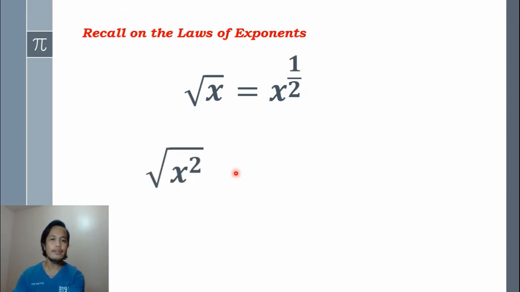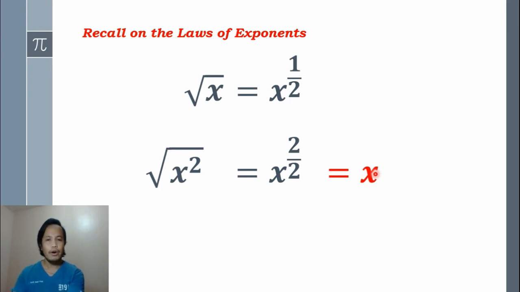Now, for example, we are given this expression, the square root of x squared. If we are going to change this one to exponential form, we can express this as x, which is the base, and the exponent of x, which is 2, is in the numerator, and of course the assumed index in the radical, which is 2, goes in the denominator. Since 2 over 2 is just equal to 1, this expression can further be written as x, because x is assumed to have an exponent 1. So therefore, the square root of x squared is just equal to x.